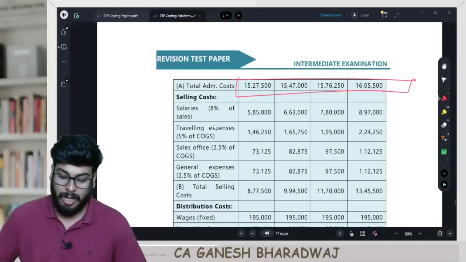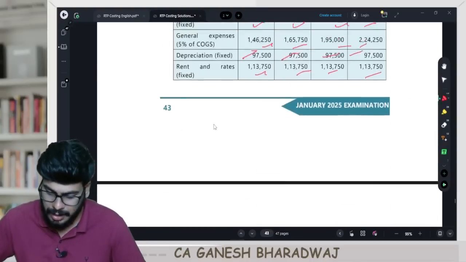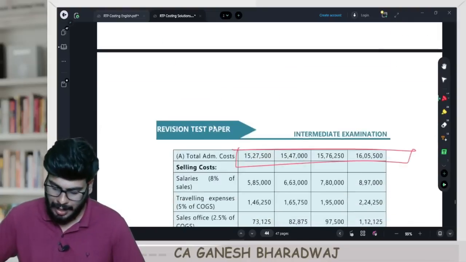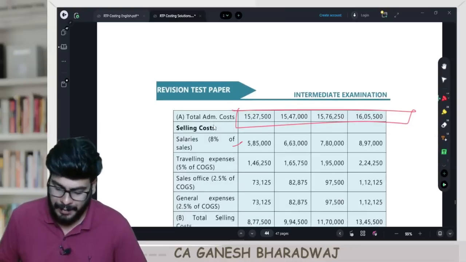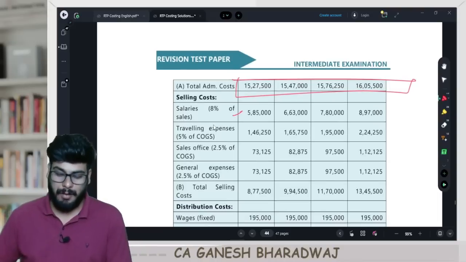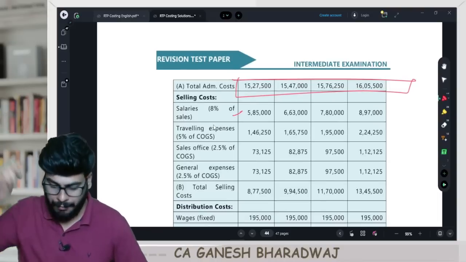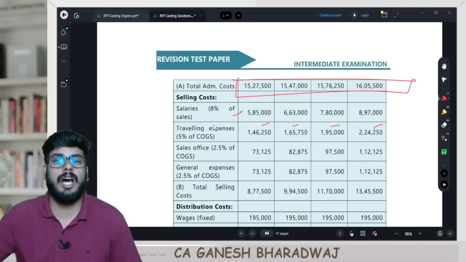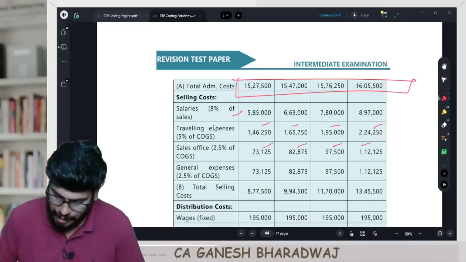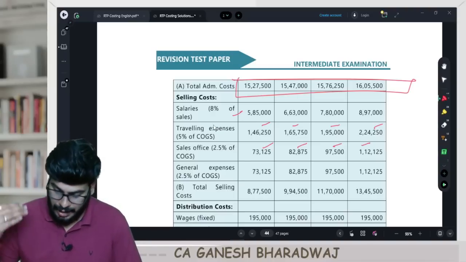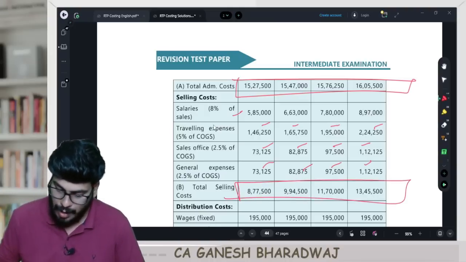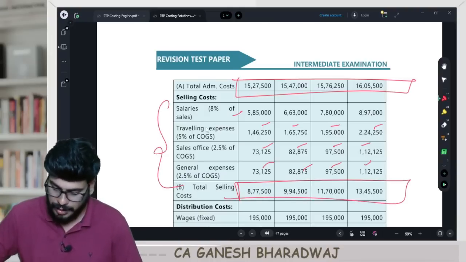Similarly, for selling cost, for the first component, salaries is 8% on the respective sales. So you pick the respective sales figure, apply 8% on that, you will arrive at the selling cost salary. Similarly, for traveling cost, it's going to be 5% on respective COGS, multiply 5%, you'll get these figures. Sales office expenses, 2.5% on COGS, you apply that, you will get these figures. General expenses, once again, 2.5% on COGS, you multiply with the respective COGS, you get these figures. So now you add up all the selling costs, you get the total selling expenses.